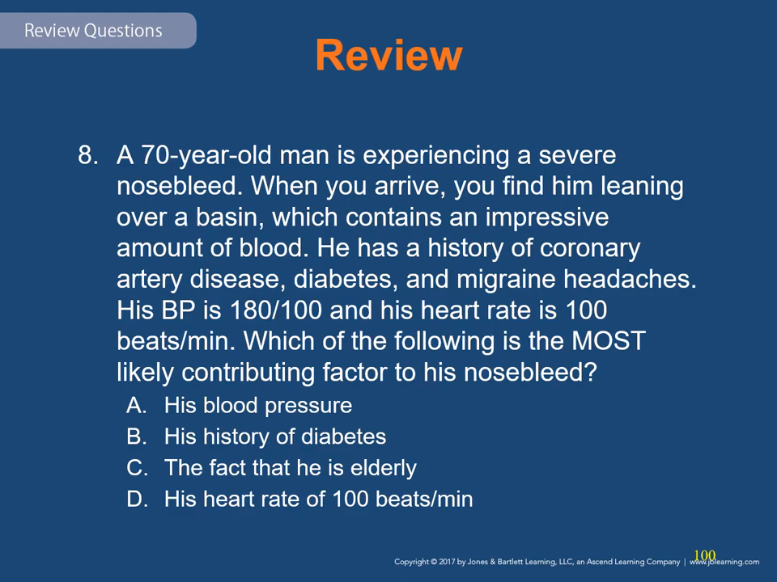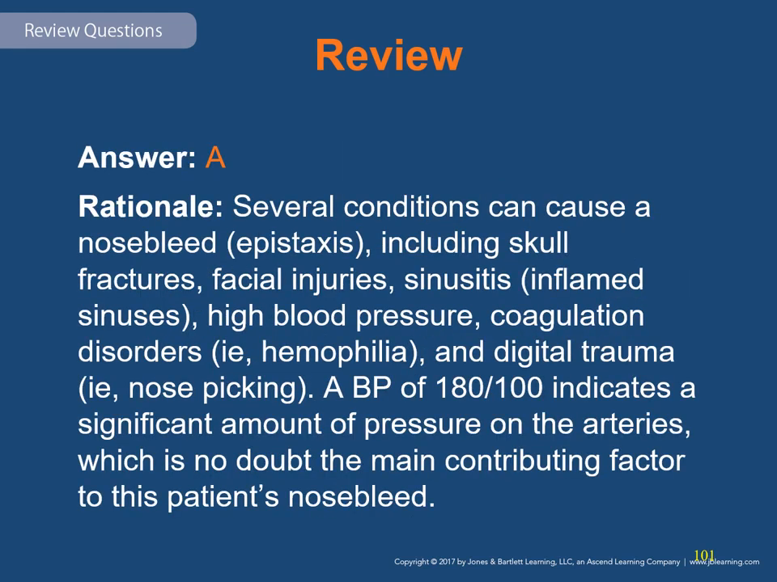A. His blood pressure, B. His history of diabetes, C. The fact that he is elderly, or D. His heart rate of 100 beats per minute. The correct answer is A.